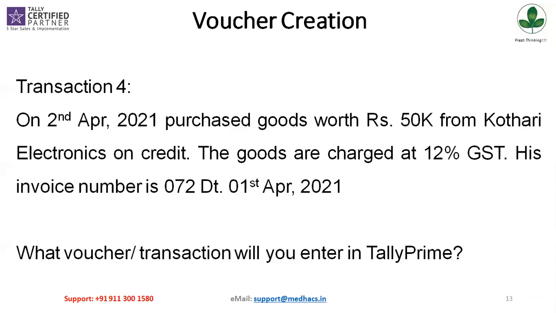Okay, transaction number 4. On 2nd of April 2021, purchase goods worth rupees 50,000 from Kotari Electronics on credit. The goods are charged at 12% GST. His invoice number is 072 dated 1st of April 2021. What voucher will you enter in TallyPrime? So the nature of transaction, it's a purchase of goods on credit.